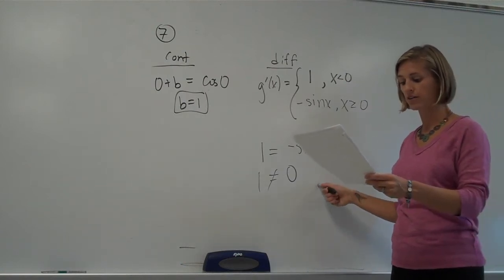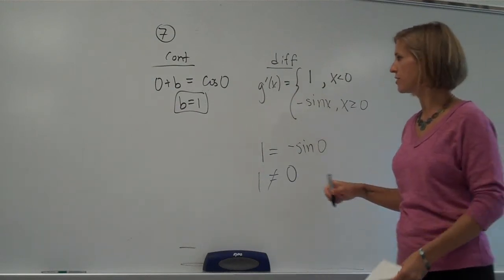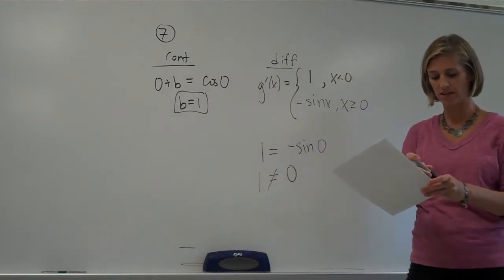So there is no value that's going to make it work, because it's just not differentiable no matter what value for b you pick. You can pick a value for b to make it continuous. You cannot pick a value for b to make it differentiable.